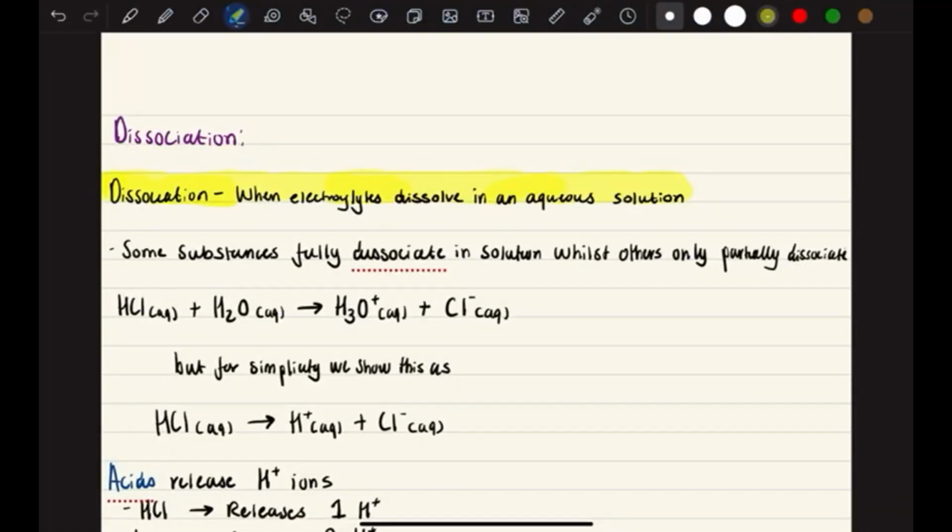Before we even get into ionic equations, I want to cover this concept of dissociation. So what does that mean? It's when electrolytes dissolve in an aqueous solution. You can also think of dissociation as the splitting of a molecule or splitting of a salt, so in this example, salts splitting off into ions. Some substances will fully dissociate, others only partially dissociate. We can talk more about that in later topics. It's not too relevant now, more relevant for organic chemistry, so we're going to focus on physical.